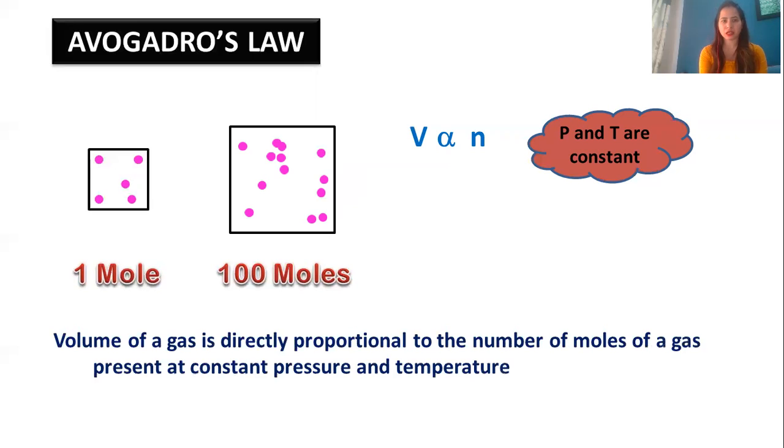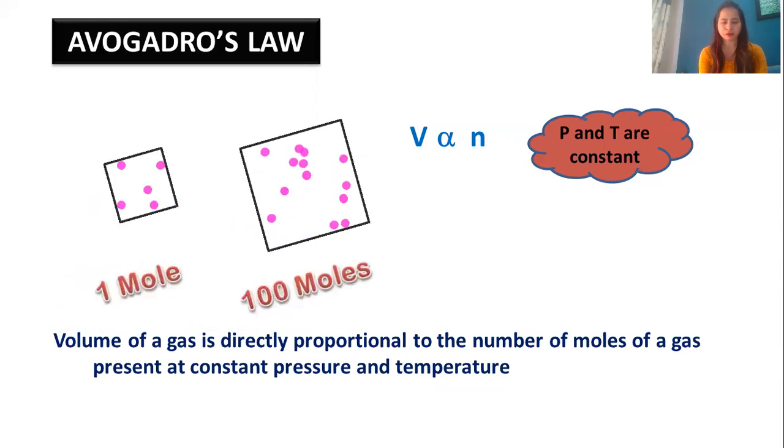So we say over here, we can have 2 to 3 statements for Avogadro's law. Very first, as you can see, volume of a gas is directly proportional to number of moles of gas at constant pressure and temperature. Or you can say equal volumes of gases contain equal number of molecules. So you can have 2 or 3 statements for Avogadro's law. You can write any one of them.